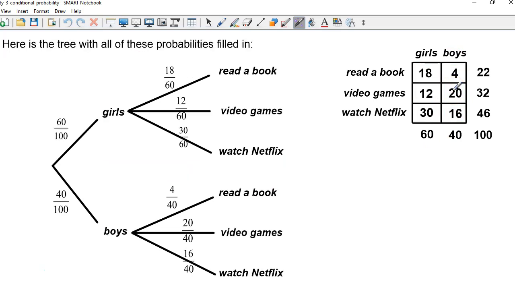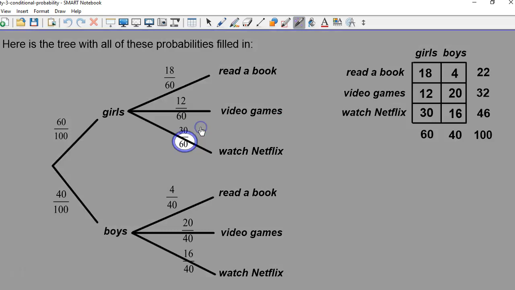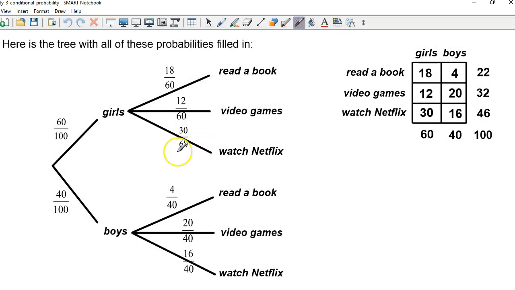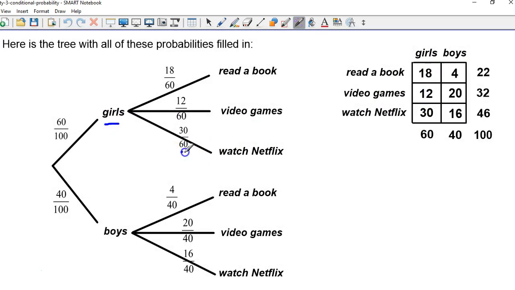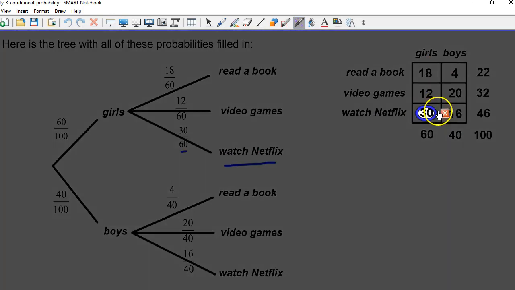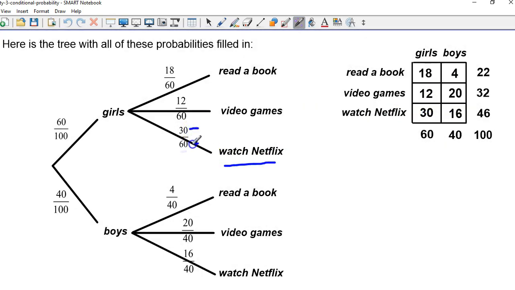Here's the tree with all the probabilities filled in. Remember that you can pause this video and take a look at this in more detail. I'm not going to stop and explain it in great detail, but let's just look at one. Let's take this one right here, for example. That's a conditional probability. It's the probability that given the condition that you're a girl, that means out of the girls, which is 60, that's why the bottom of this fraction is 60. Then we want out of that the probability that somebody likes to watch Netflix, which would be 30. So 30 out of 60. That's why that probability is there, because that's conditional.